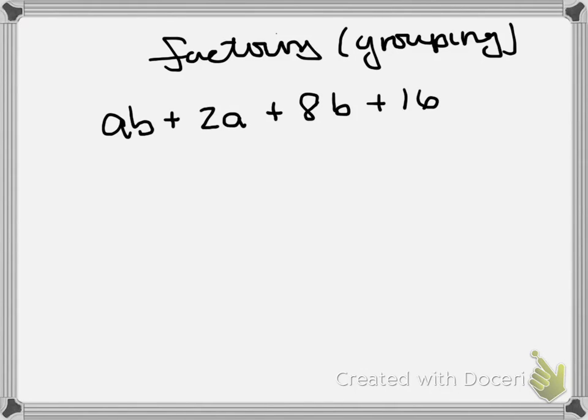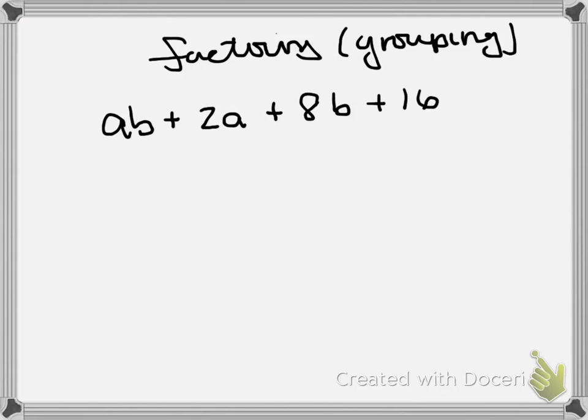All right, in this video I'm going to go over factoring by grouping. So we have a polynomial here, and we notice there's nothing in common, just like we did in the last video. So we're looking for something I could take out. Well, in grouping, if you notice, I have an AB, 2A, 8B, and 16. So they really don't all four have anything in common.